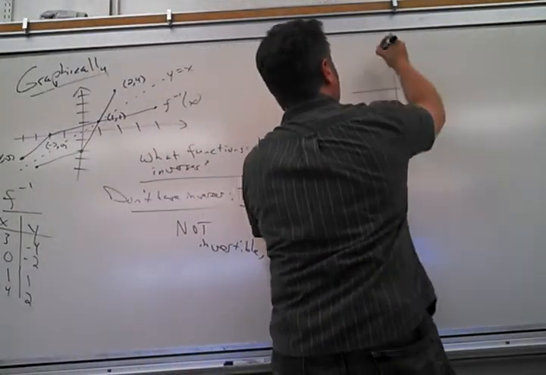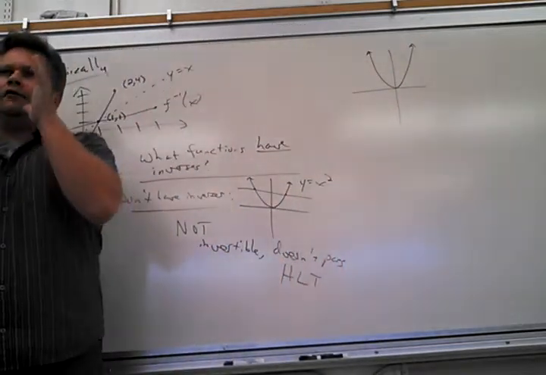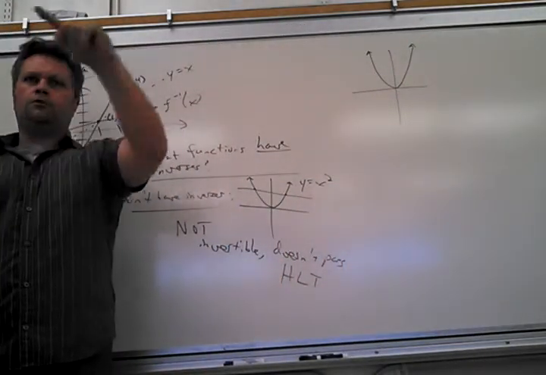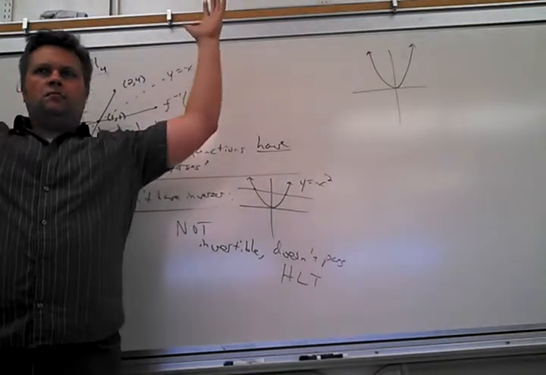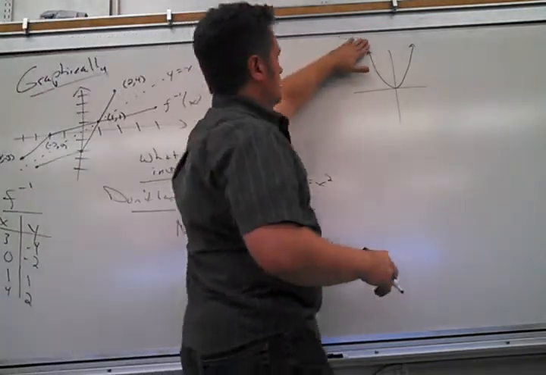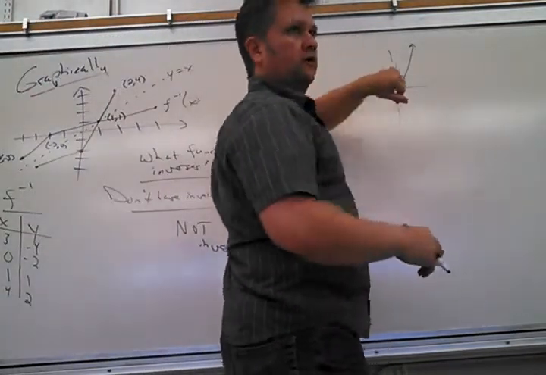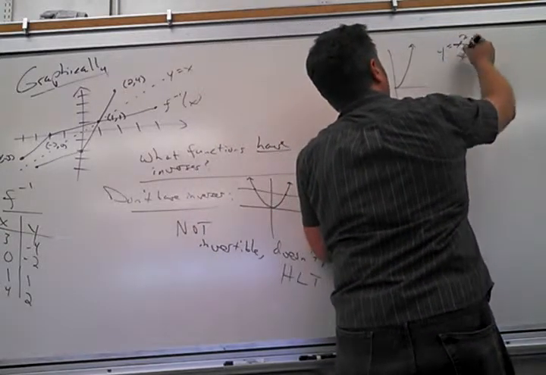So if I have a parabola, what's the only way I can force it to pass the horizontal line test so that its inverse exists? If I'm allowed, I am God. I can come in with my eraser and change things. If I just destroy half the poor dude, then this is y equals x squared with x greater than or equal to 0.